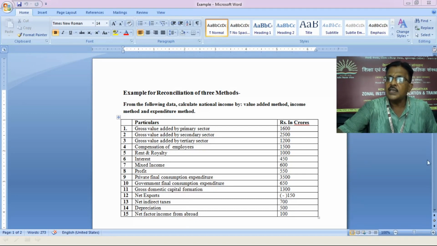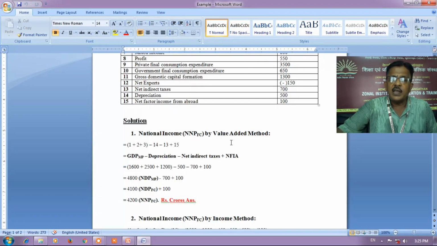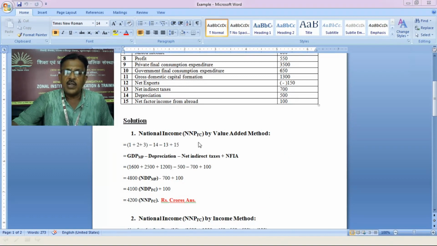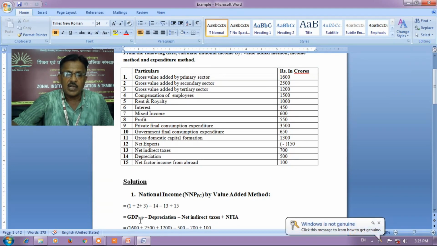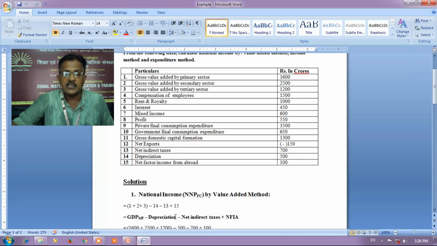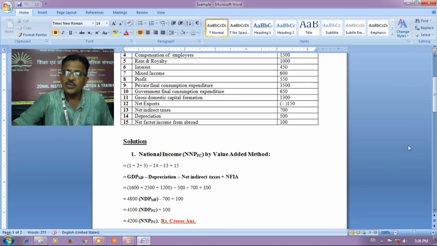So you see the solution: national income by value added method, that is the first three items. You see gross value added by primary sector, secondary sector and tertiary sector, item number 1, 2, 3. If you add these three, you get the gross domestic product at market price. If you deduct depreciation from this GDP at market price, you get the NDP at market price. From NDP at market price, if you deduct the net indirect taxes, you get the NDP at factor cost. To NDP at factor cost, if we add this NFIA, we get the NNP at factor cost. So it is clarified here.